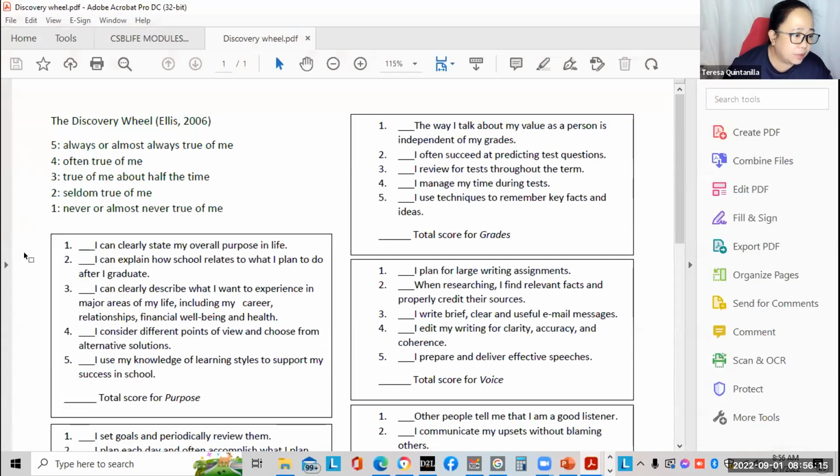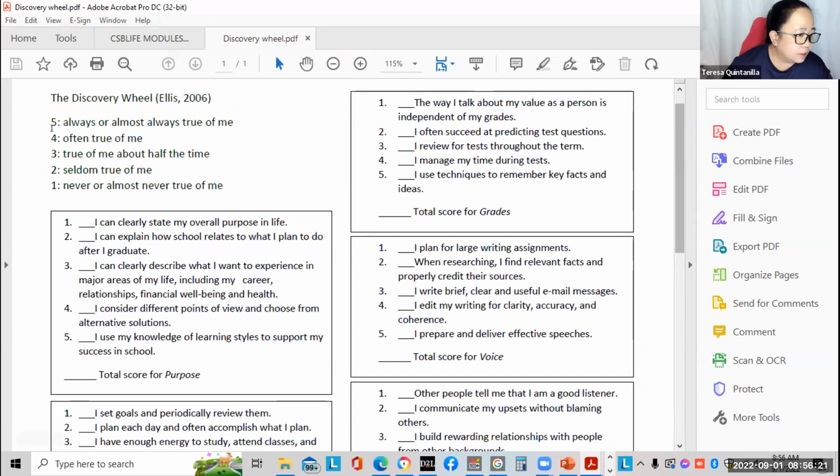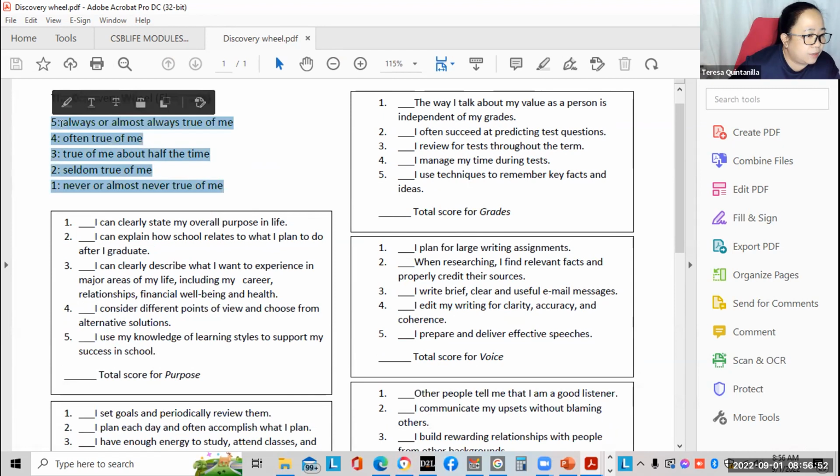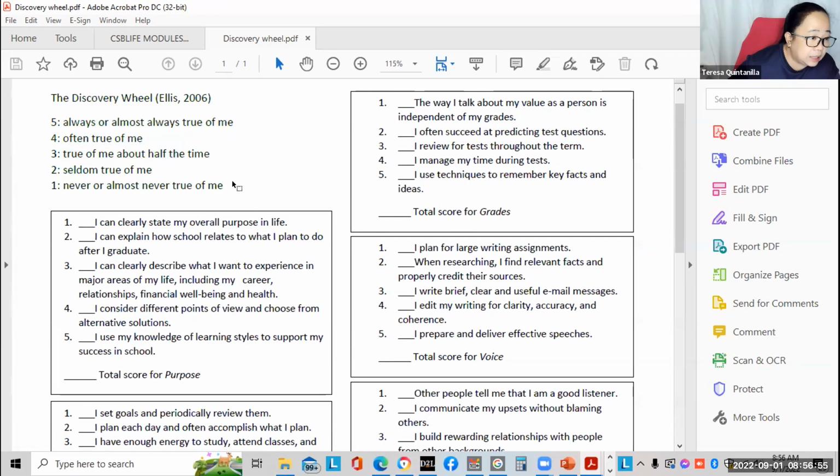This is the discovery wheel. There's a series of questions, and you're going to put numbers, let's say always or almost always true. These are the phrases. If these are true, you can put 5, 4, 3, or if it's not true, it can be 1 or 2. It depends on the scale that you're going to use. So 5 is the maximum, and 1 is the least.